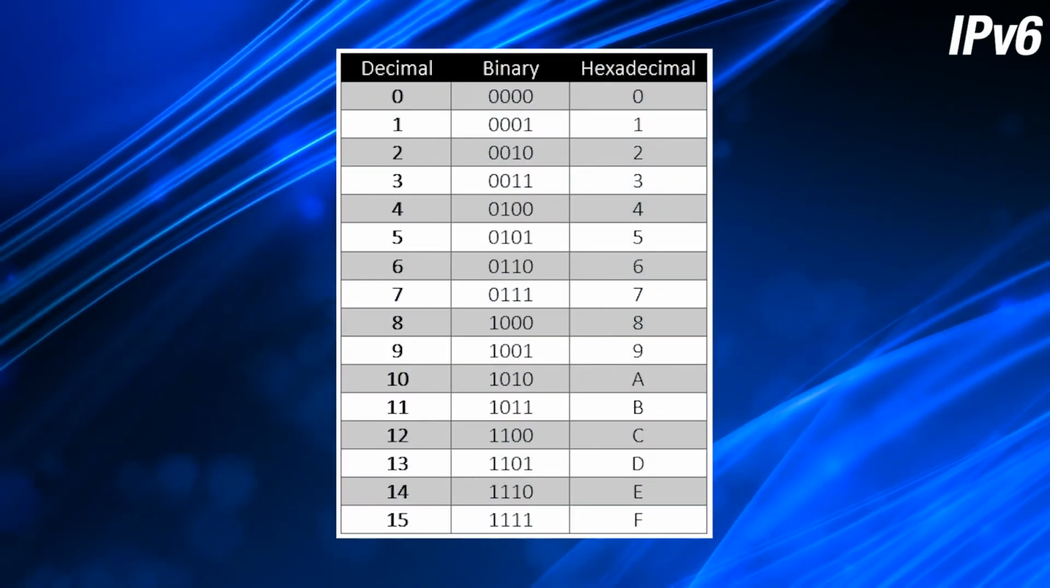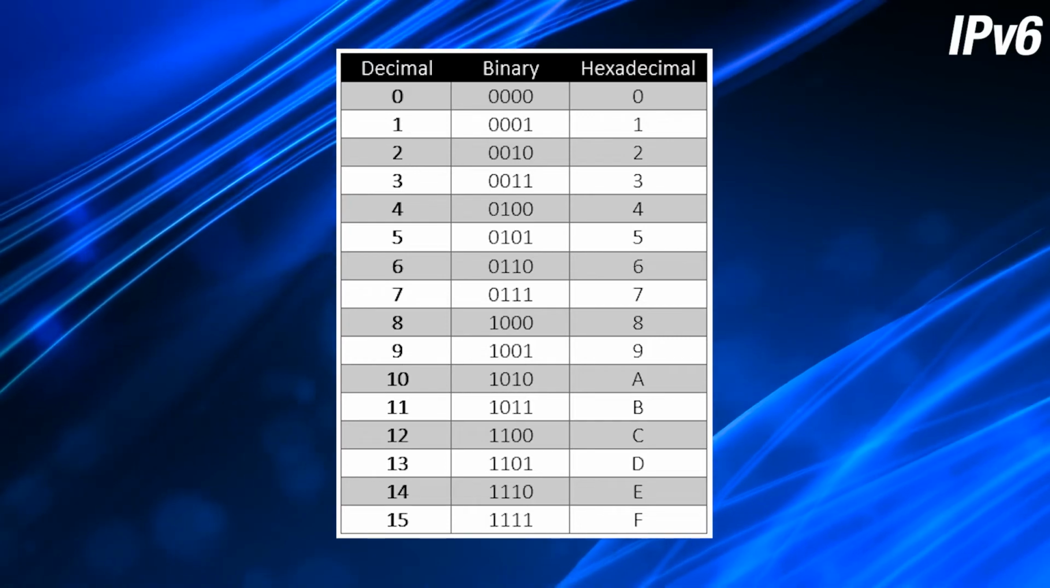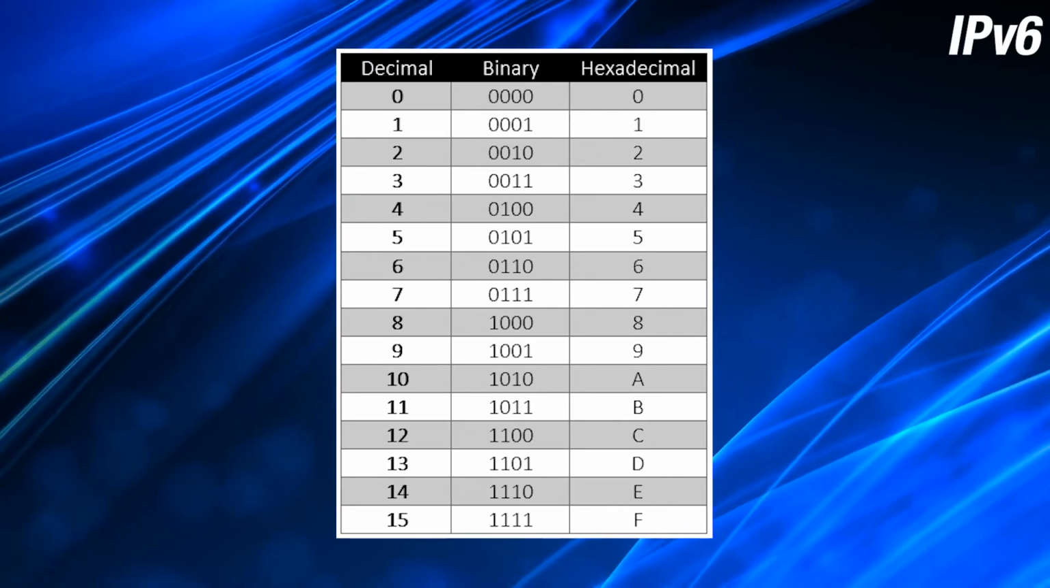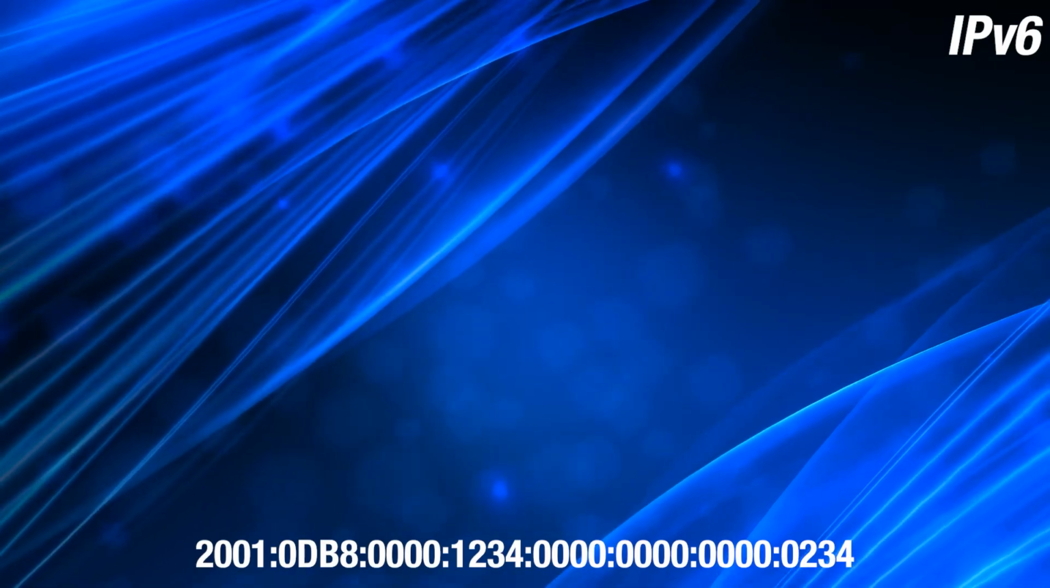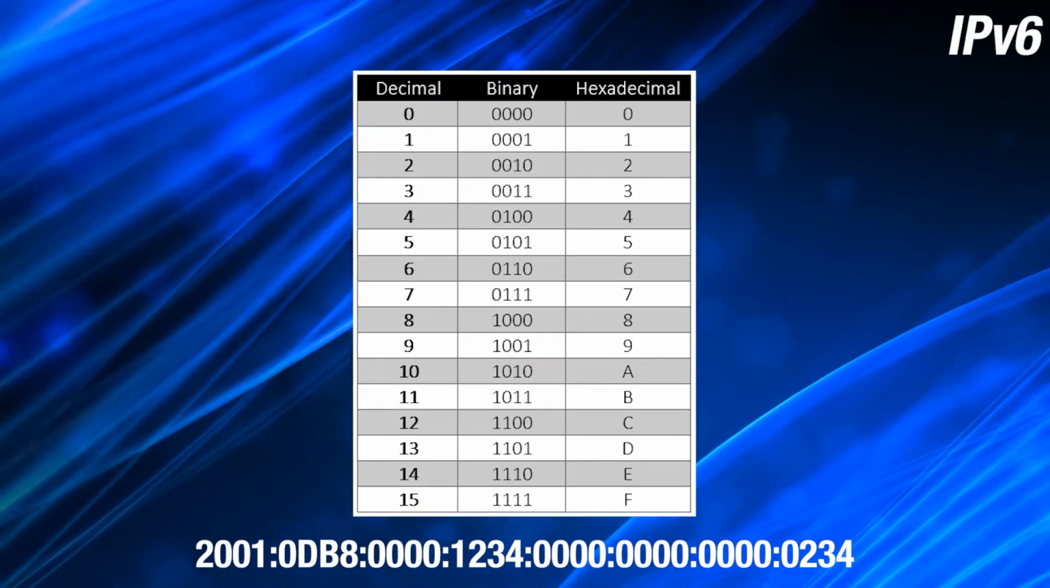Take a look at this chart. Hexadecimal is able to represent 16 values with a single character. This is how an IPv6 address will normally look. Using this chart, you can figure out what each value means.